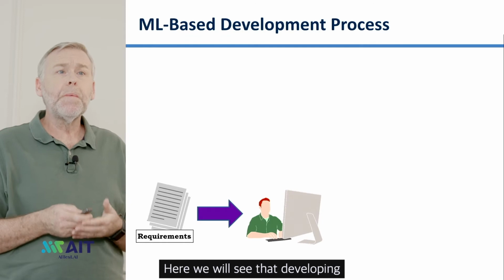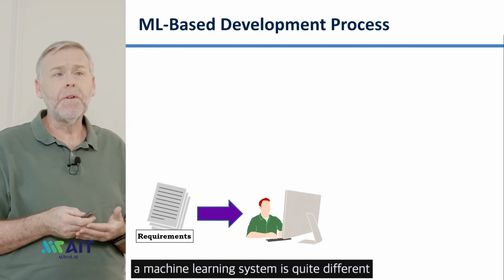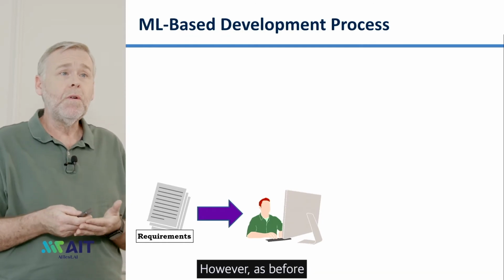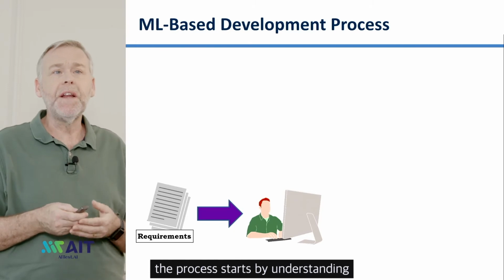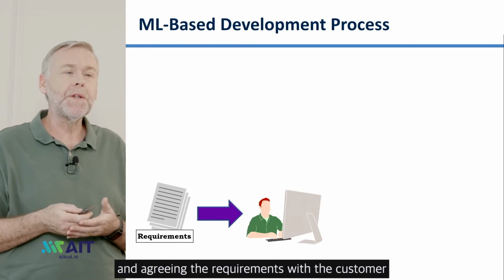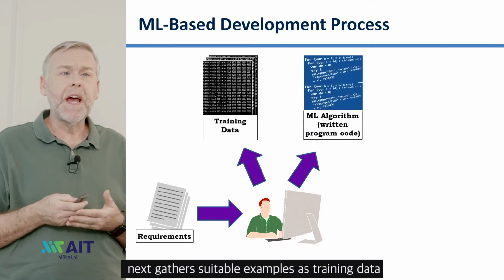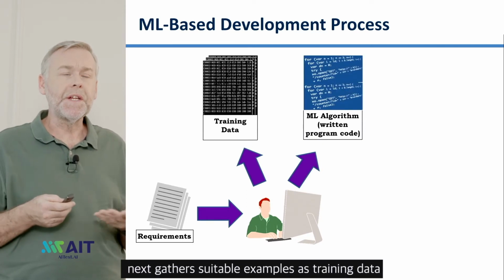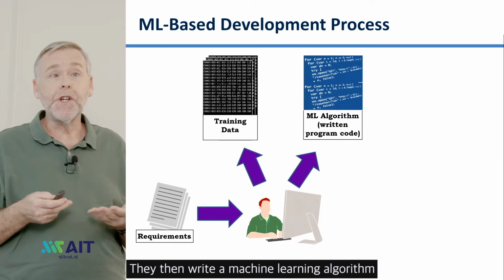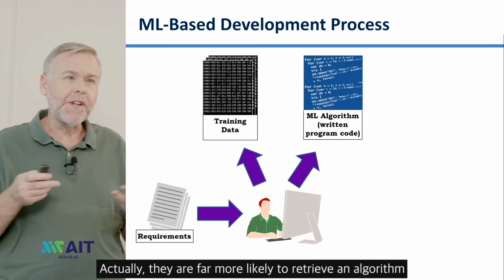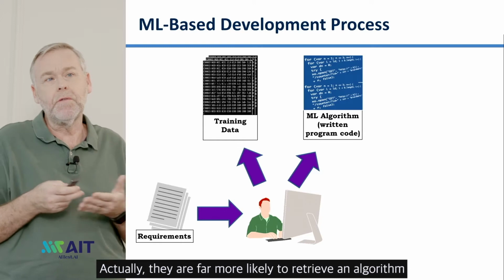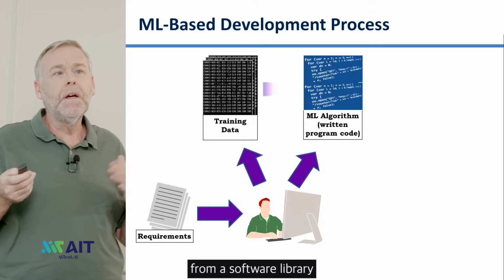Here we'll see that developing a machine learning system is quite different. However, as before, the process starts by understanding and agreeing the requirements with the customer. The data scientist next gathers suitable examples as training data. They then write a machine learning algorithm. Well, actually, they're far more likely to retrieve an algorithm from a software library.